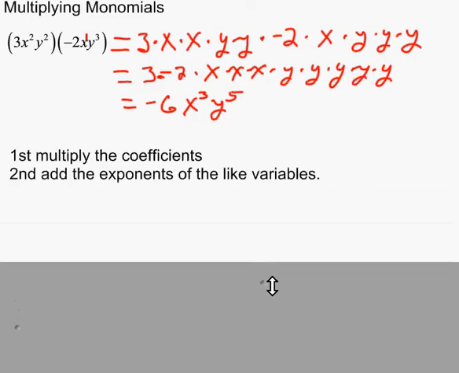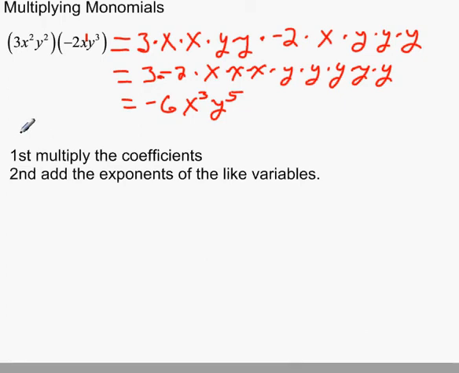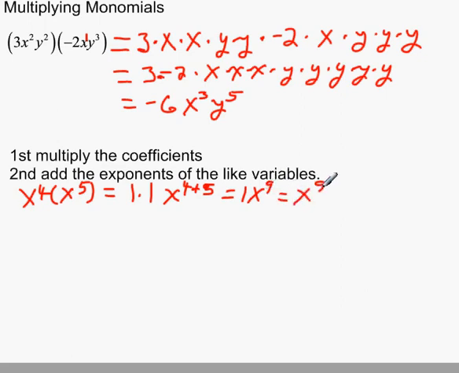So now let's look at a couple of them where we just use the rule instead of trying to break it all down. Let's take a look at x to the 4th power multiplied times x to the 5th power. Well, our coefficients are simply 1, so 1 times 1. And for our exponent, we're just going to add 4 plus 5. And so we end up getting 1x to the 9th power. And we know we don't really have to write the 1, so it's simply x to the 9th power.